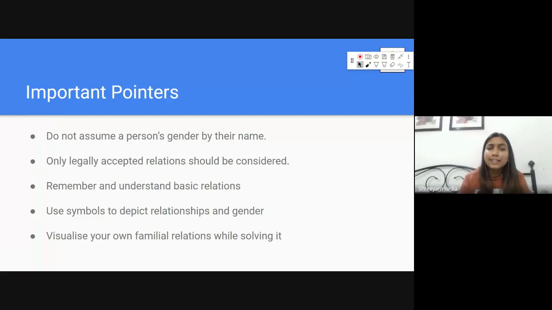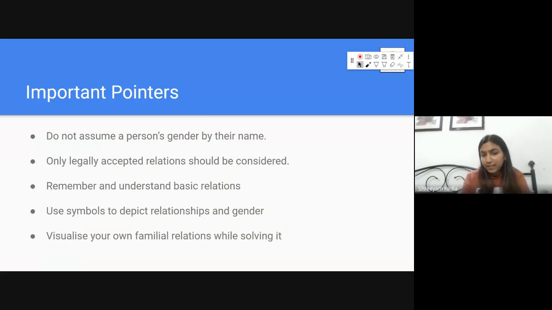Secondly, only legally accepted relations should be considered. So it shouldn't be the case that a husband has 2 wives or a wife has 2 husbands, or boyfriends, girlfriends. So these kinds of things are not considered in these questions. You should only have your formal legally accepted relations considered. Secondly, you have to remember and understand your basic relations like grandmother, grandfather, uncle, aunt, nephew, niece. I have a table for this after this, so you can go through that. But you have to keep in mind what the basic relations are called.